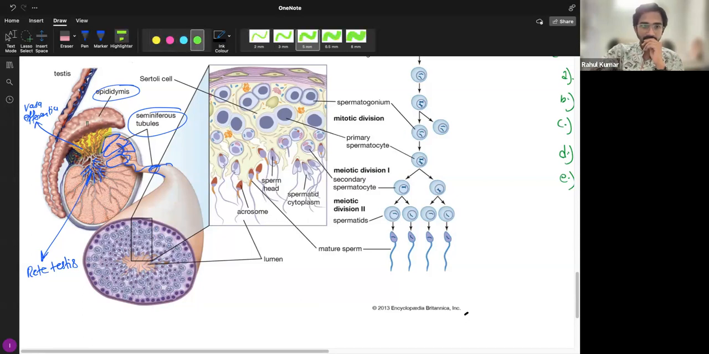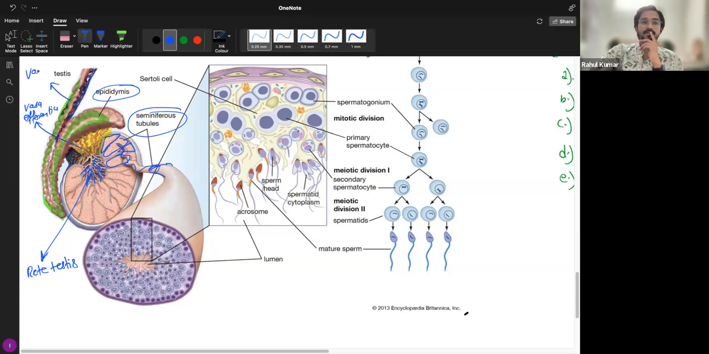Correct? So this is the part where they enter. Let me use a green highlighter here. This is the part where they enter the epididymis, and then they travel all the way through the epididymis and reach this end. And from here, they start going up. Can you tell me what is this duct which is going up from the epididymis?